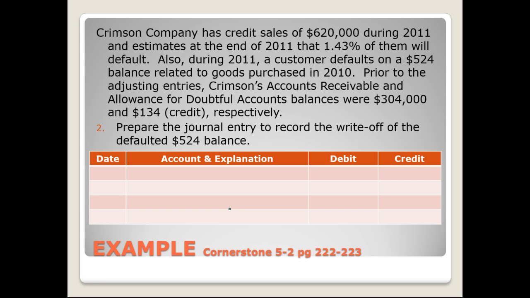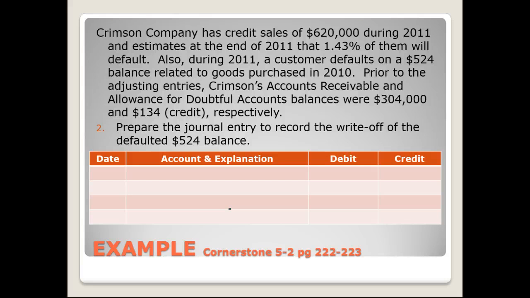$8,866. So now, we also remember that the information told us that during 2011, there was an actual customer who defaulted on exactly $524 from purchases in 2010. Now, in the allowance method of dealing with bad debt, we don't write off until the customer actually defaults. A customer has actually defaulted, so can I write it off? Yes. What does it mean to write it off? Remember, a write-off means I reduce the accounts receivable. So how would I reduce accounts receivable? Well, I'd have to credit accounts receivable.